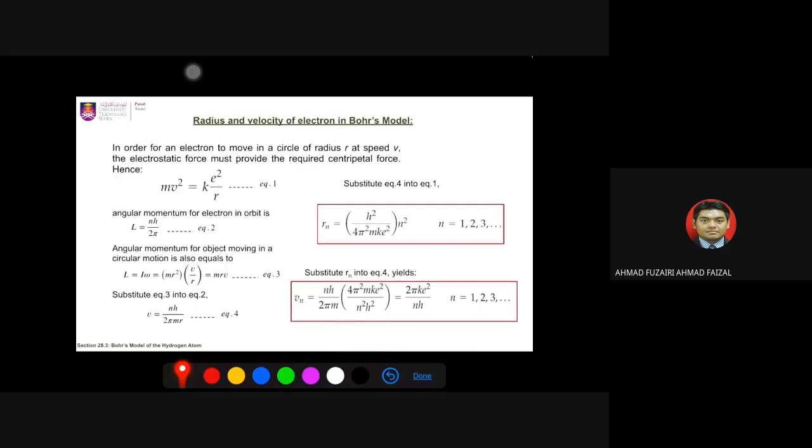From these two equations, we can say that the radius of the orbital is directly proportional to the number of orbital, and the velocity of the electron is inversely proportional to the number of orbital. So if the electron is away from the nucleus, then the velocity of the electron will decrease.